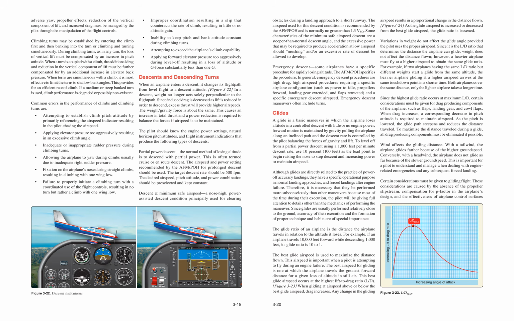The weight/gravity force is about the same. This causes an increase in total thrust, and a power reduction is required to balance the forces if airspeed is to be maintained. The pilot should know the engine power settings, natural horizon pitch attitudes, and flight instrument indications that produce the following types of descents.